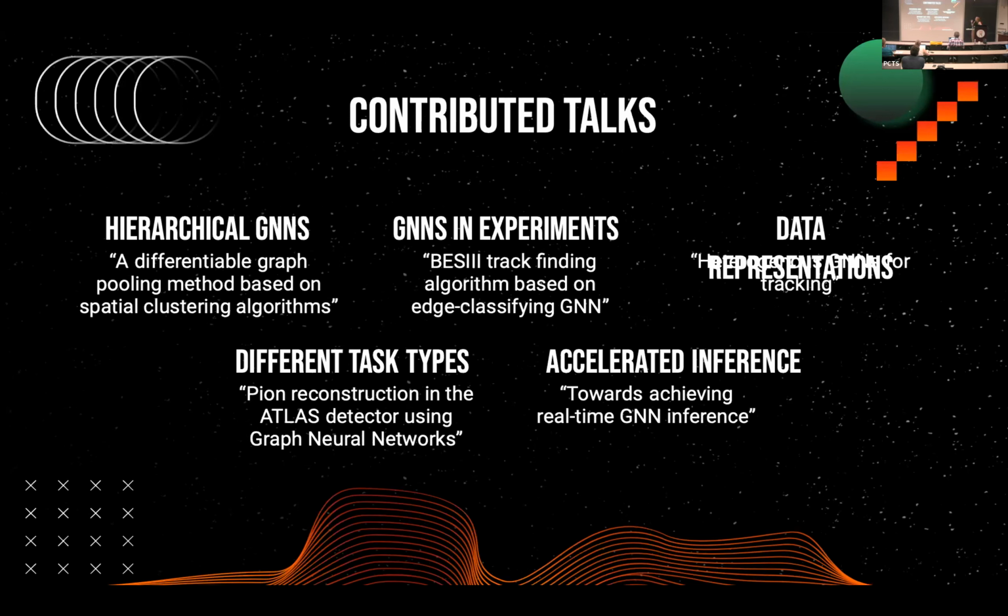So we have things on hierarchical GNNs and heterogeneous GNNs. How do we think about different kinds of data representations beyond just one kind of information on a node? GNNs in other types of experiments. We've heard about some LHC experiments. They're being utilized in other experiments as well, different task types focusing on specific types of particles, and then some more on accelerated inference.